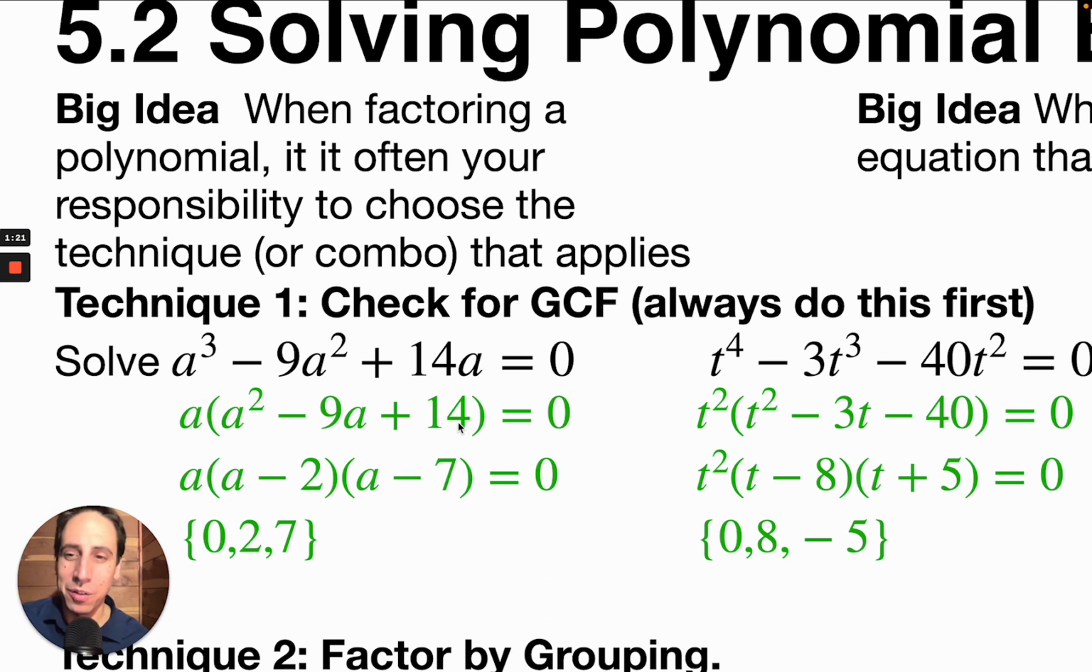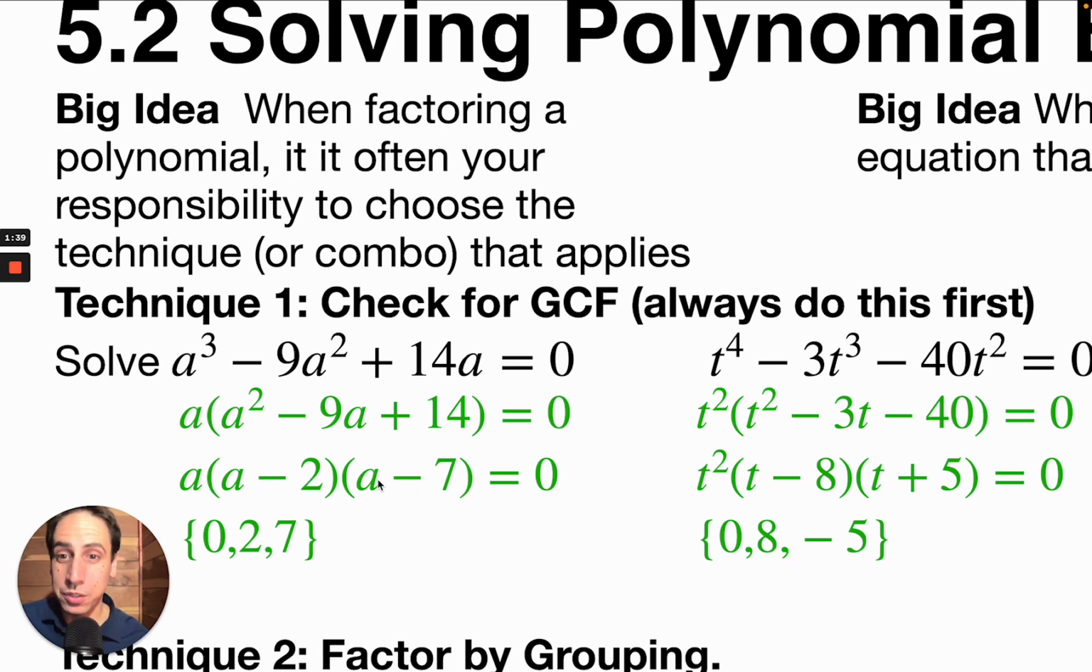Okay, I remember how to do this from chapter 3. I can split the middle. What two numbers multiply up to positive 14 and also add up to negative 9? That's minus 2 and minus 7. And so then we can split this up into 3 different parts.